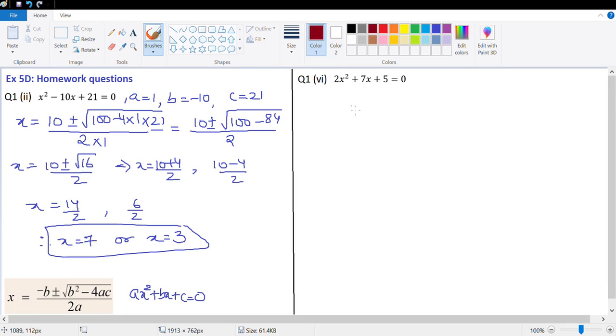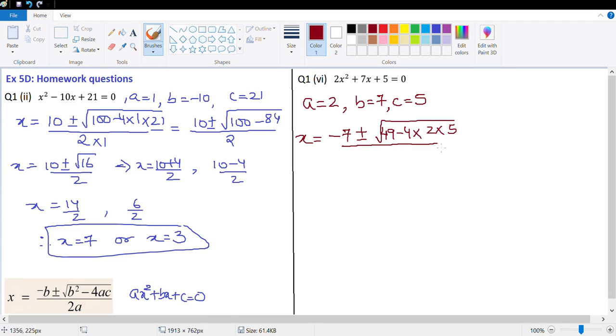Question number 1, part 6. Comparing it with the standard form, we get a is equal to 2, b is equal to 7, and c is equal to 5. Putting it in the formula, x is equal to minus b, in this case negative 7, plus minus the square root of b squared, which is 49, minus 4 into a, which is 2, into c, which is 5, upon 2a, which is 2 multiplied with 2, which means x is equal to negative 7 plus minus the square root of 49 minus 4 into 2, 8 into 5, 40, upon 4.